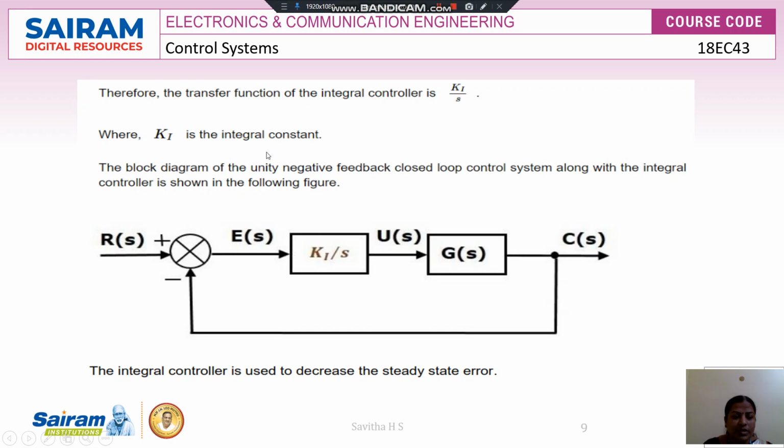Okay, we studied now the proportionality constant, the derivative constant and the third one, the integral constant. The block diagram of the unity negative feedback closed loop control system along with the integral controller is as shown in the figure. Here the input is R(s), then the error signal, and here the constant Ki by s, and the output is U(s), which is given to the gain and the output. Again from the output we are giving the negative feedback, that is unity feedback. The integral controller is used to decrease the steady state error.